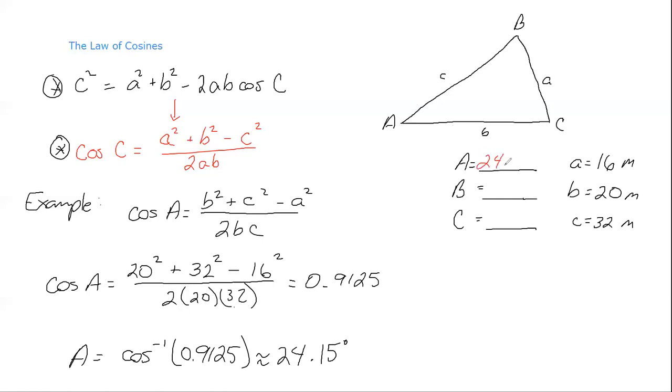24.15 degrees is my measure of angle A. Now I'm going to do the same thing for angle B and angle C. So let's take a moment, let's clear this, and let's say we find angle B next.